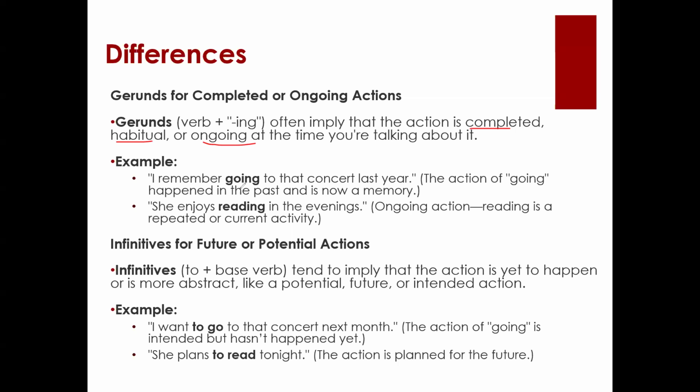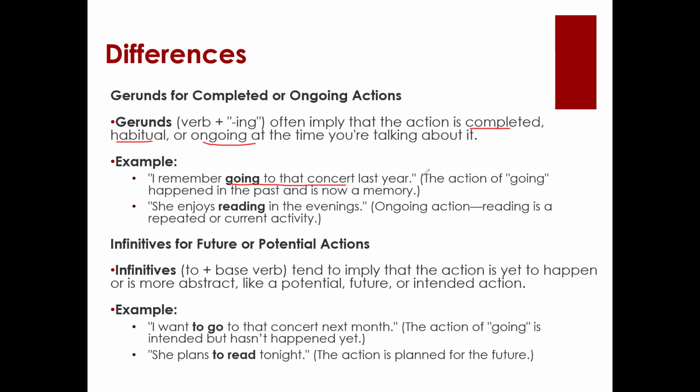So, for example, I remember going to that concert last year. It means that you already went to that concert, the action of going happened. You are now thinking about it, recollecting it. Whereas if you're reminding someone when you haven't been to the concert, you say, hey, remember to go to that concert. It is tomorrow at 10 o'clock. Don't miss it. The ticket's very expensive.